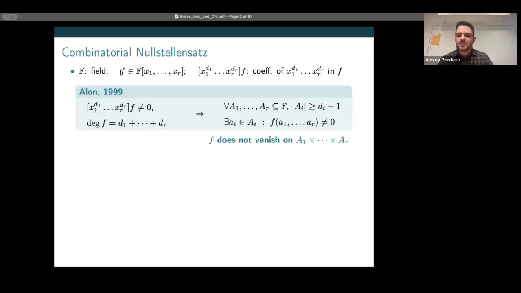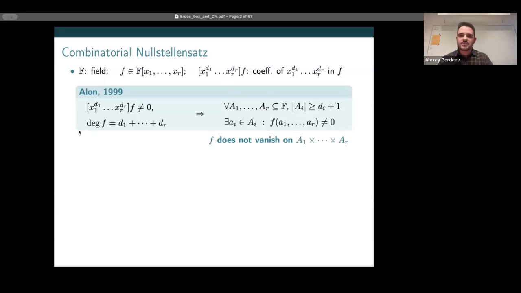Suppose you have a polynomial f over several, r, variables. Throughout the talk, r will always be some constant, so it's always fixed. And by square brackets, I will denote the coefficient which some monomial has in polynomial f. So if you write an expansion of f, then this monomial appears with some coefficient. That's how I denote this coefficient.